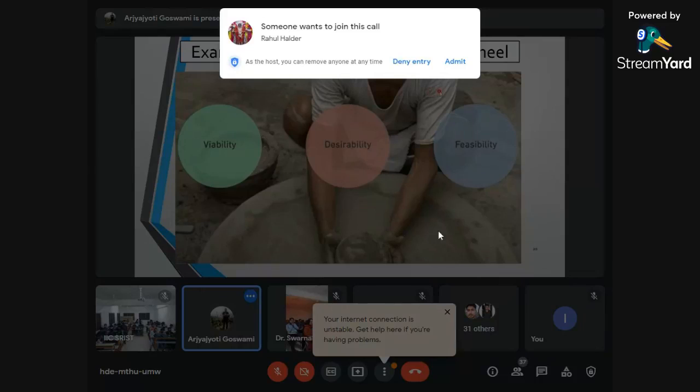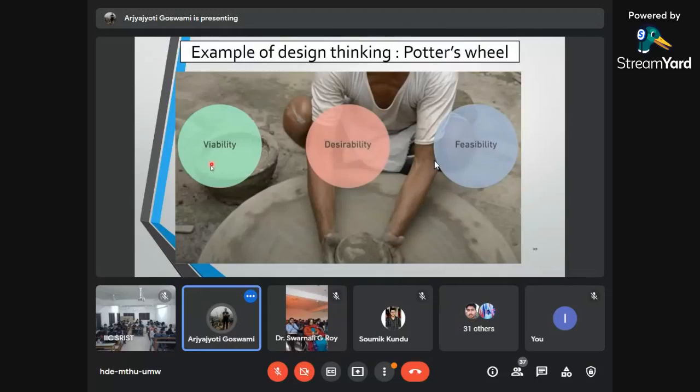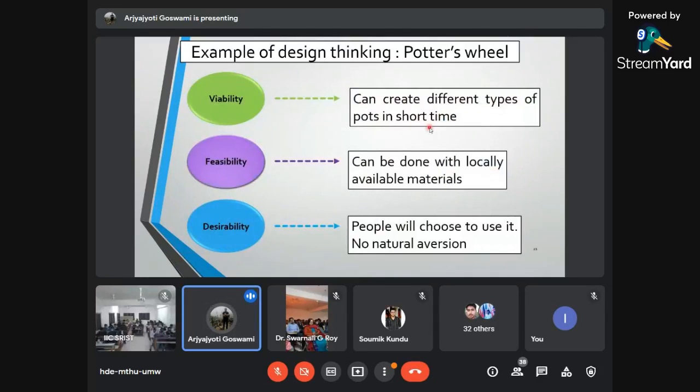One example of design thinking is the Potter's wheel. The Potter's wheel is viable. It creates the solution. It is desirable, which means the different types of earthen utensils made using a Potter's wheel are desirable to people. People accept it very easily. It is feasible also, meaning it does not require a lot of investment on your part. Okay, so this is all about the Potter's wheel.